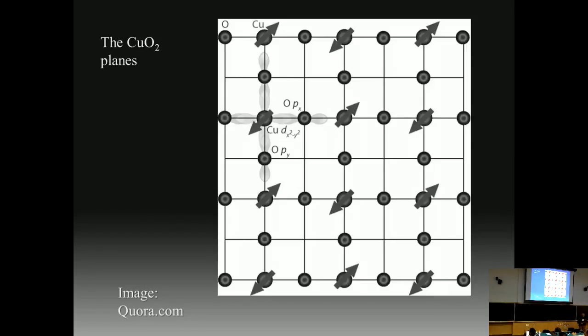These are the copper oxide planes, which have copper, as you know, in this 3d9 configuration, and you have oxygens in these blue spots. For the parent compounds, the oxygen ions have 2 electrons per site, which implies it's a band insulator, whereas the copper lattice is a Mott-Hubbard insulator.